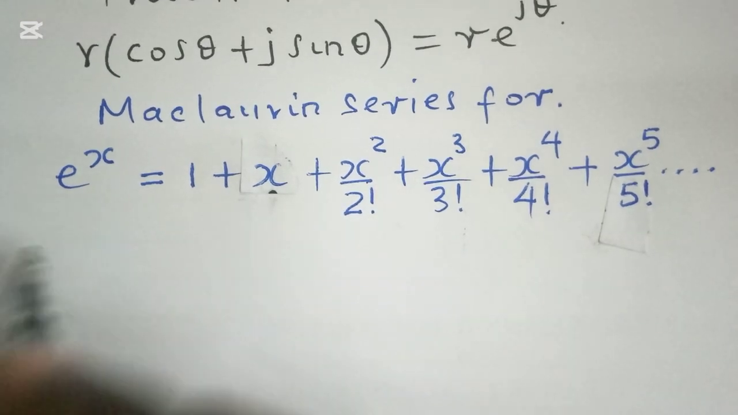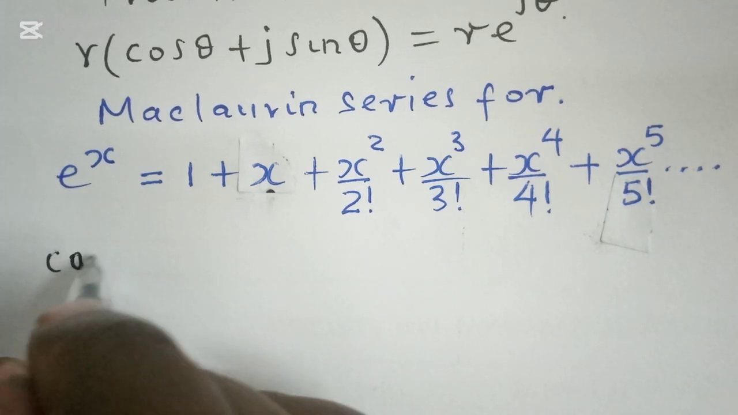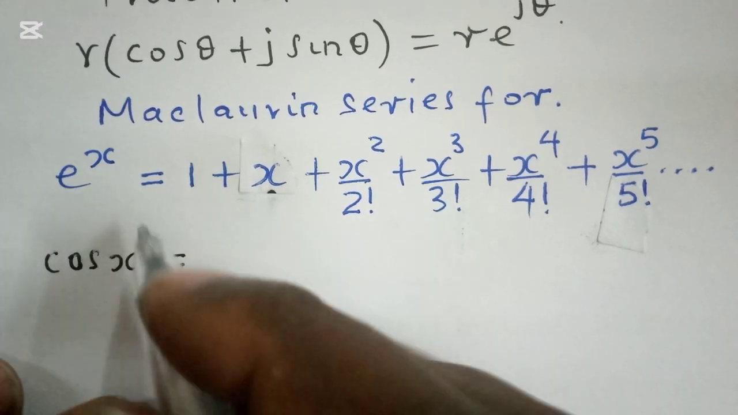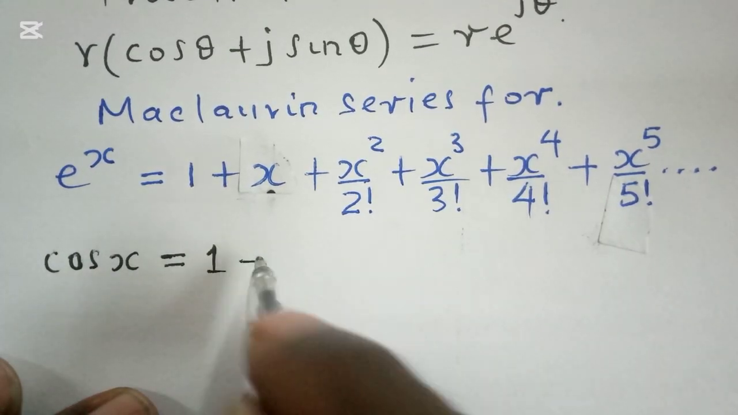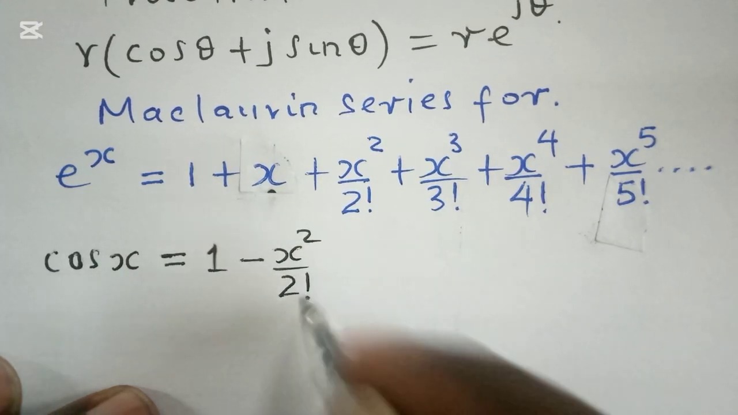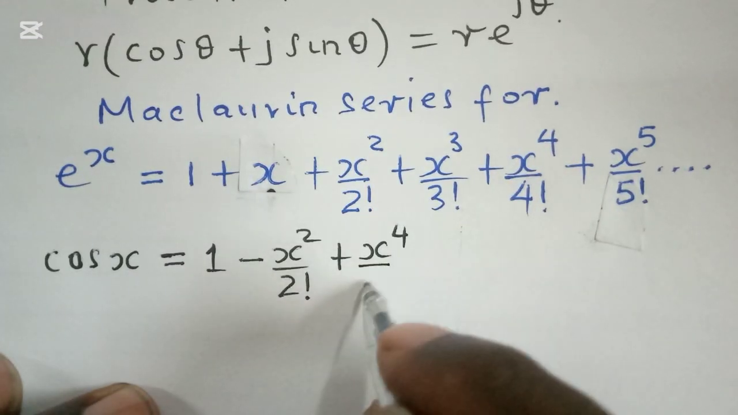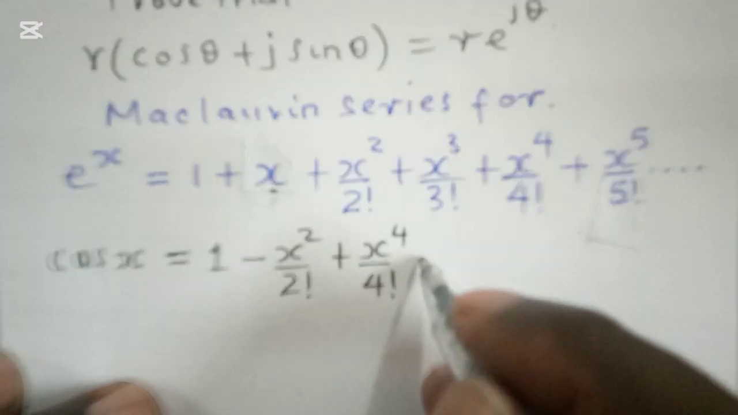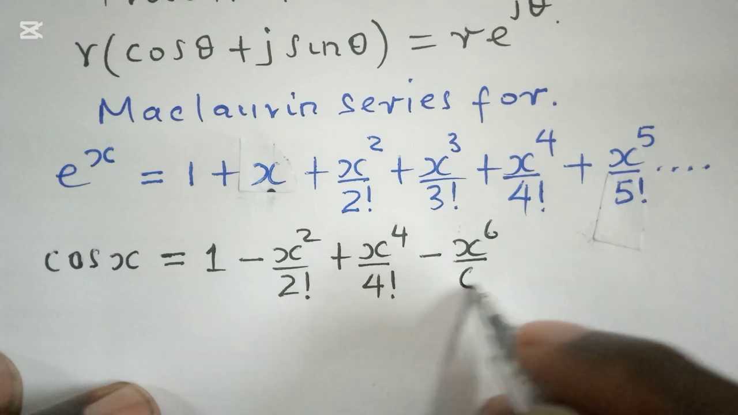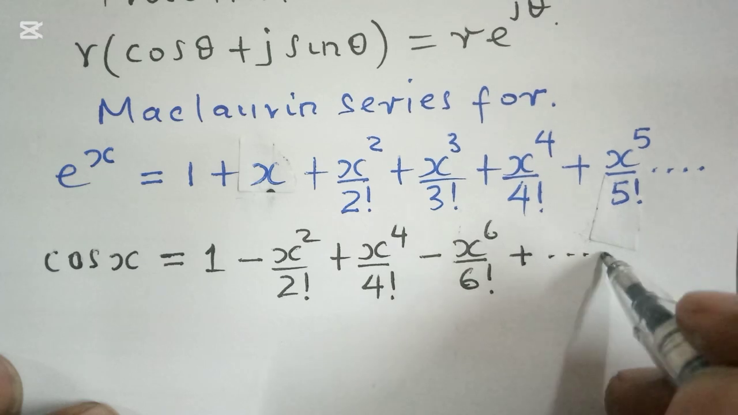Guys, now we go for cos x. The Maclaurin series for cos x is given by 1 minus x squared all over 2 factorial plus x raised to 4 all over 4 factorial minus x raised to 6 all over 6 factorial, and so on.